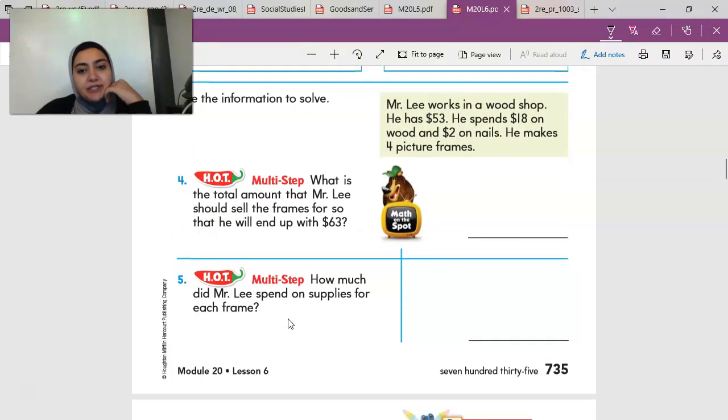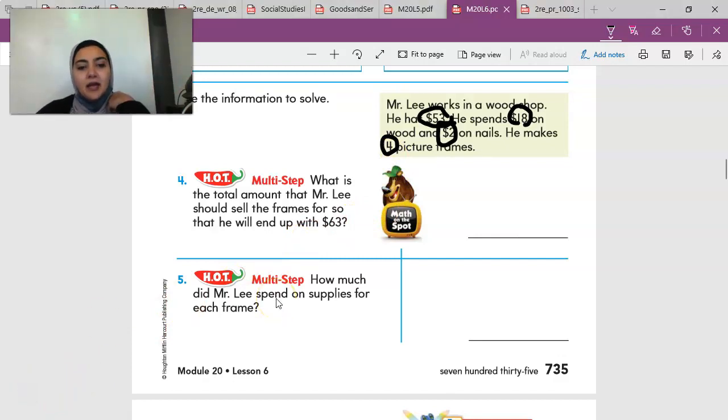Use the information to solve. Mr. Lee works in a wood shop. He has $53. He spends $18 on wood and $2 on nails. He makes 4 picture frames. So he spends $18 on wood and $2 on nails. He makes 4 picture frames. What is the total amount that Mr. Lee should sell the frames for?